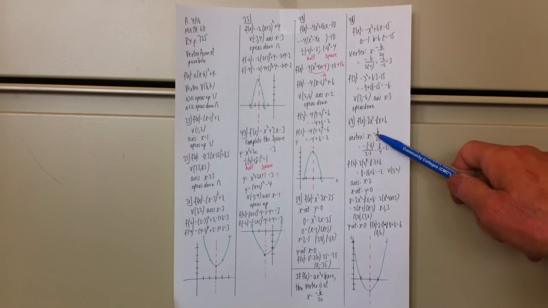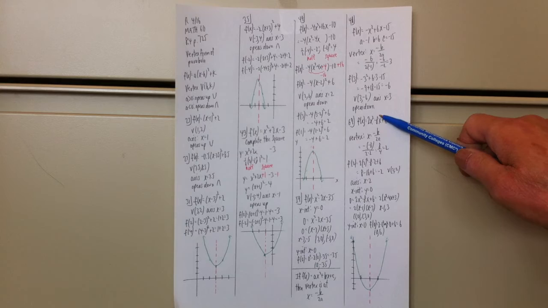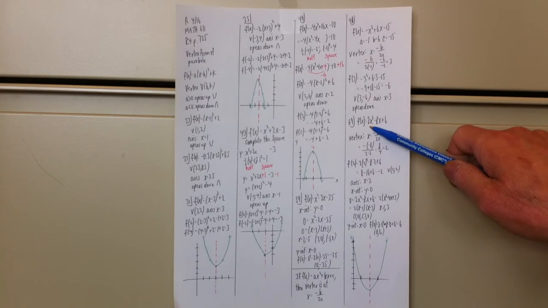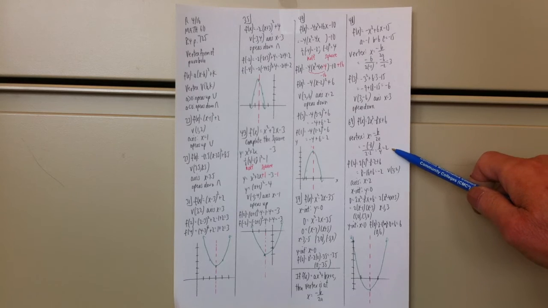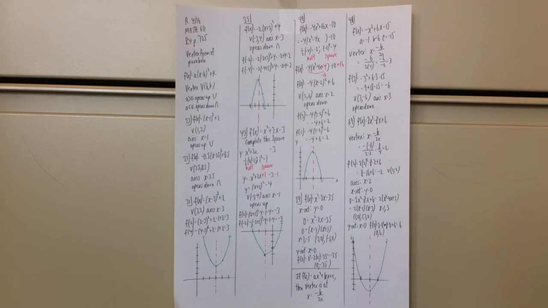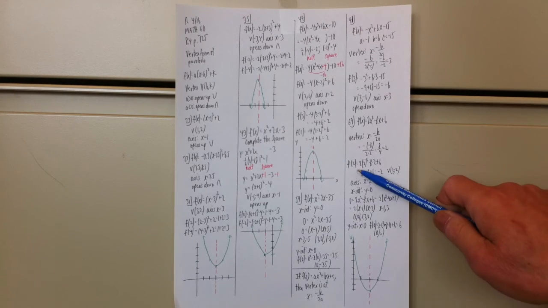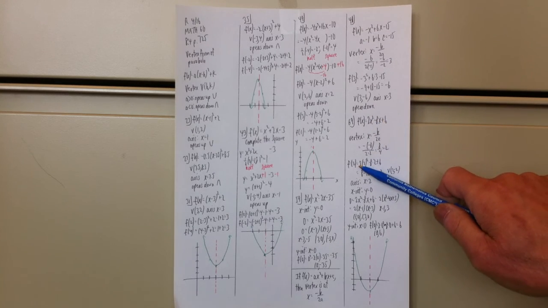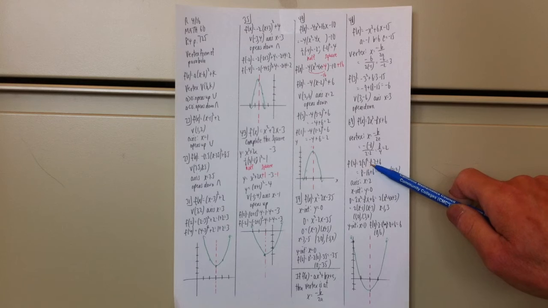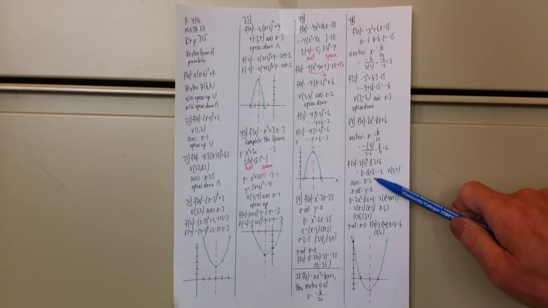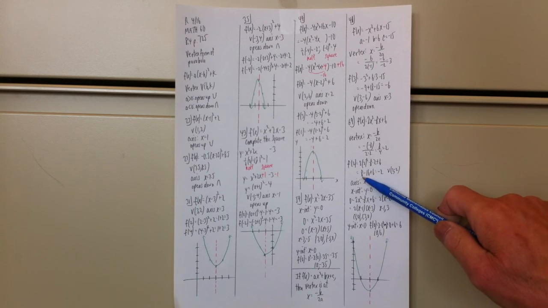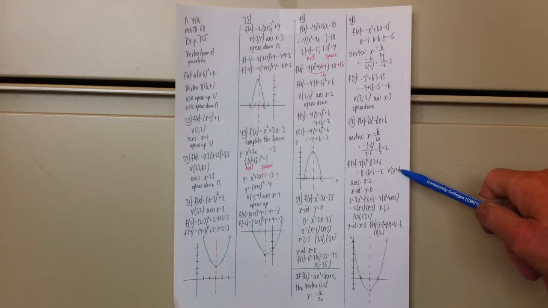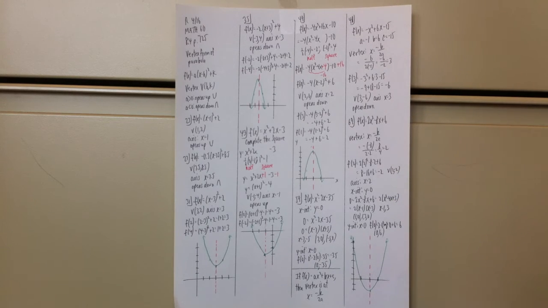So the vertex is at negative b over 2a. So that's negative 8, which is positive 8, over 2 times a. 2 times 2 is 4, and it gives me 2. And then I want the y-coordinate, so I plug in 2 here, plug in 2 here. 2 times 2 squared minus 8 times 2 plus 6. 2 times 2 times 2 is 8, minus 16 plus 6, which is negative 2. So my vertex is at (2, negative 2), which is down here.